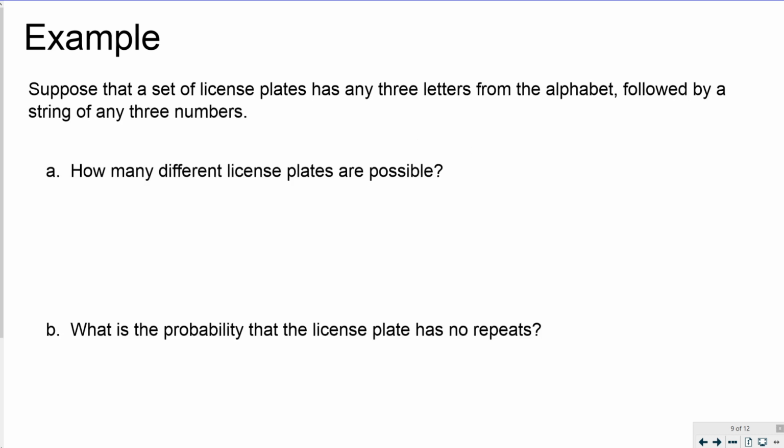So suppose that the set of license plates has any 3 letters from the alphabet, followed by a string of any 3 numbers. So in Wisconsin, we used to have a license plate system where they did a letter, followed by a letter, followed by a letter. So actually, I'm going to rewrite that. They did letter, letter, letter, dash, number, number, number.